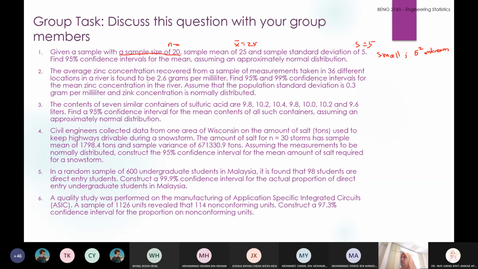How about number 2, guys? Is it a small or large sample? Good, I see some progress in the answers, meaning that you are more confident now in determining the cases. Clearly, it's a large sample. How do we know it's large? Because they said the average of the zinc is taken from a sample of 36 different locations.